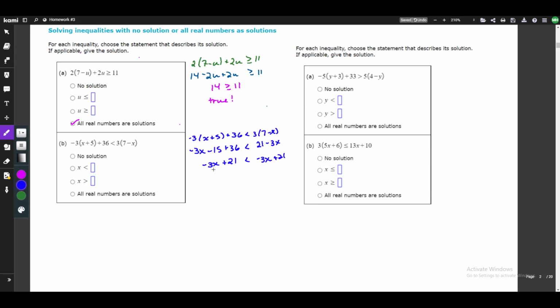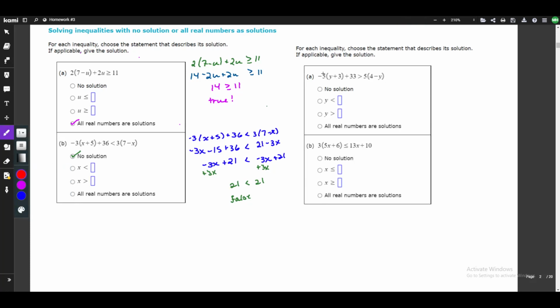The sides are equal, so I could get rid of everything if I wanted to, and that really would get me down to, if I add 3x to both sides, 21 is less than 21. That is not true because they're equal. Since I don't have the equal or equal to with this inequality, this is false. So this would be a no solution because I didn't end up with something that is true or will happen in all cases. So then we will go and look at the next problems.